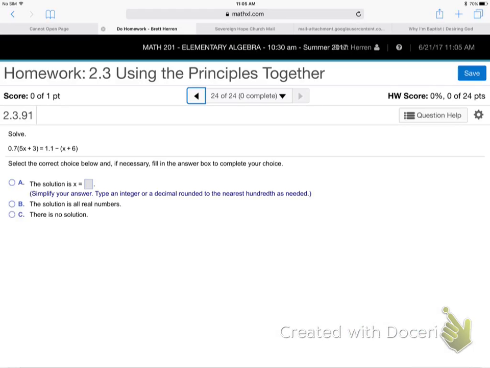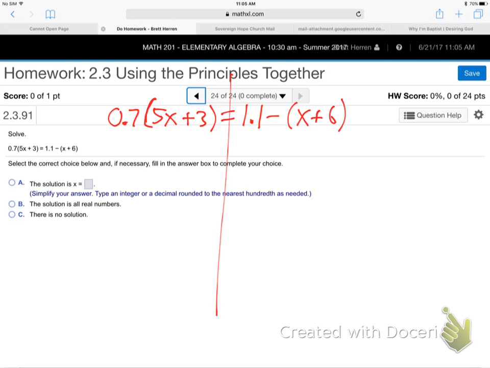Let's do 24. All right. So we've got 0.7 times 5x plus 3 equals 1.1 minus parenthesis x plus 6. Okay. So decimals, I would just use the calculator. Decimals, just use your calculator to do the adding, subtracting, multiplying, dividing on that.